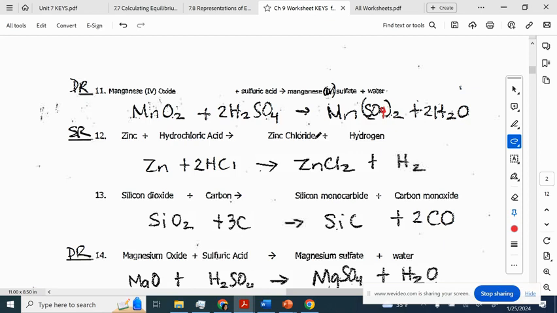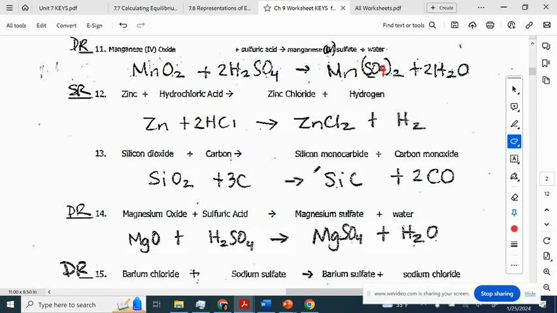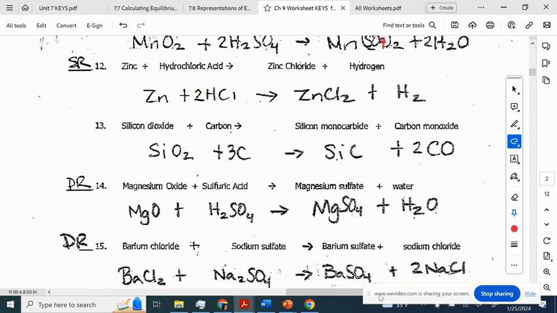Okay. And then 15 was the other bugger. This is the way 15 should have looked. So again, I apologize for that.